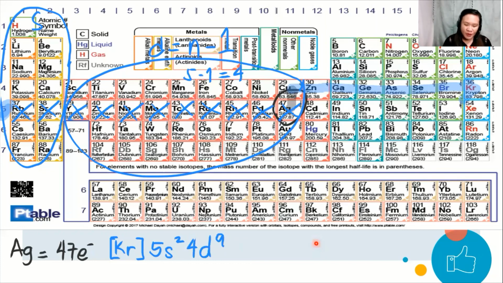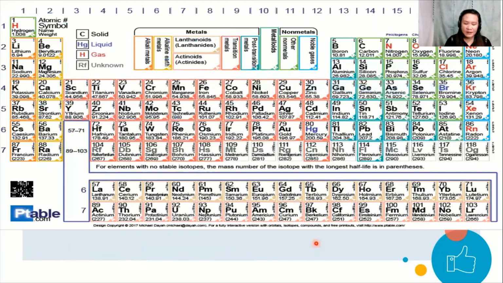Okay, let's go to the last example, and we'll write now, let's try iodine. What will be the electron configuration for iodine using the shorthand? First, we find iodine in the periodic table, and it's found here at number 53. So the number of electrons for iodine will be 53 electrons.